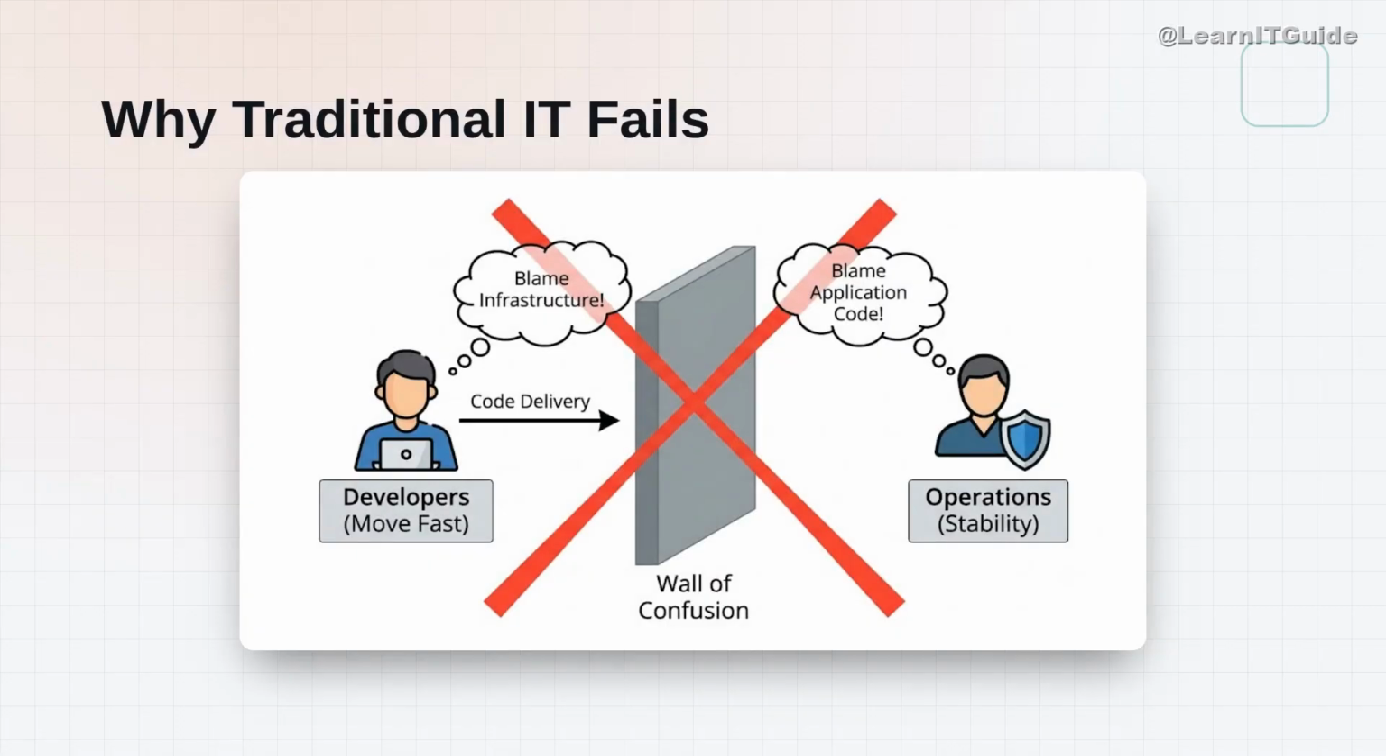So what is the real problem without DevOps? Think about the old way. Developers want to move fast and ship features. Operations teams want stability and uptime. These two goals are often in conflict. The result is the wall of confusion. The dev team blames the infrastructure, and the ops team blames the application code. This is exactly what DevOps was built to solve.